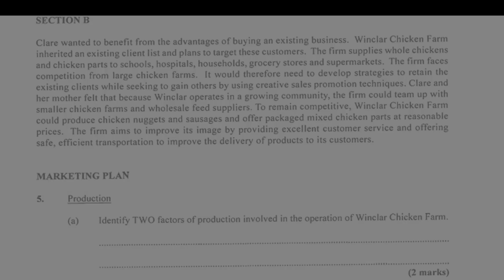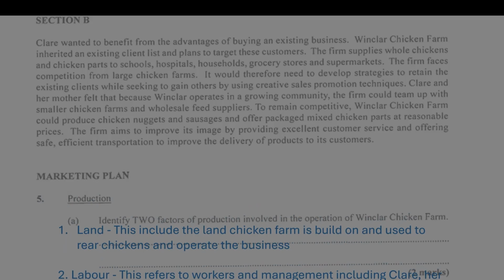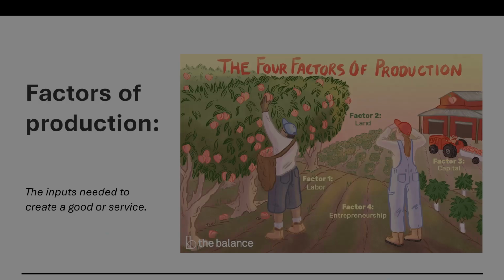Marketing plan. Number 5, production. Part A, identify two factors of production involved in the operation of Winkler chicken farms. So the two easiest factors of production to identify are land, first of all. So land, this includes the land the chicken farm is built on and used to rear the chickens and operate the business. Secondly, we have the labor. So this refers to the workers and the management, including Claire, her mother, and employees who all help to rear the chickens, process, and deliver them.